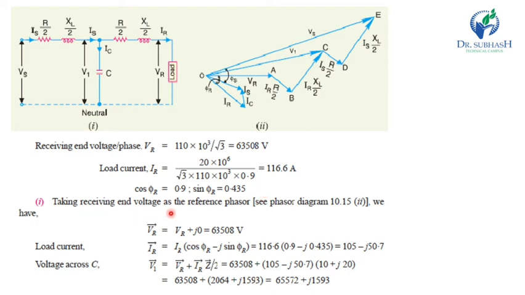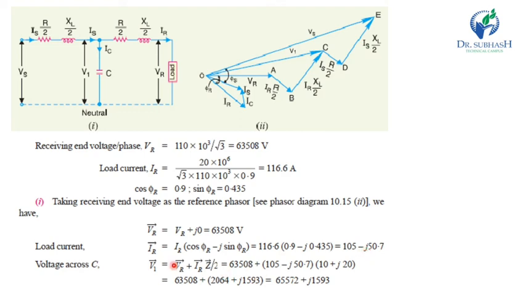Now, taking the receiving end voltage as the reference phasor, VR is the reference, so its angle is 0. So the value of VR is 63,508 volts, the same as the magnitude. Now the load current phasor IR is equal to the magnitude of IR into cos phi r minus j sin phi r. So we put in the values of cos phi r, sin phi r and IR, and we get IR as 105 minus j 50.7.